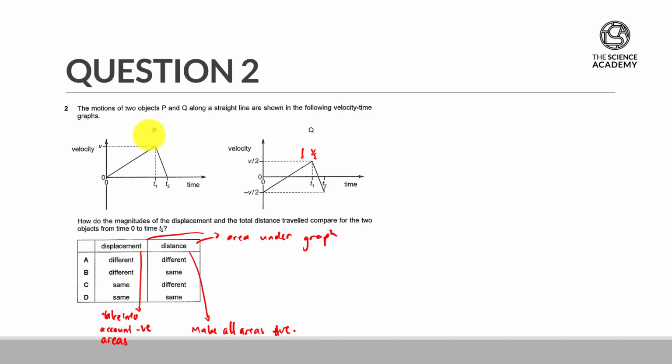So let's deal with the displacement first. You can very clearly see that for object P, the area is going to be entirely positive. So this means that he has a positive displacement. But in the case of Q, you can see that the area here is roughly going to be the same as the area here. So as such, the displacements cancel.